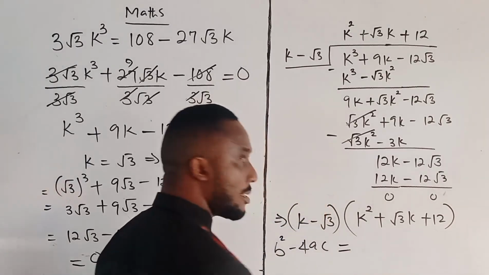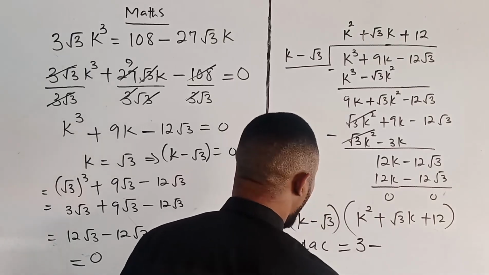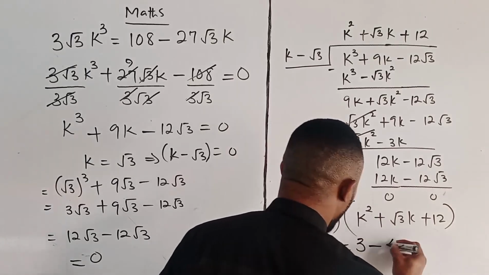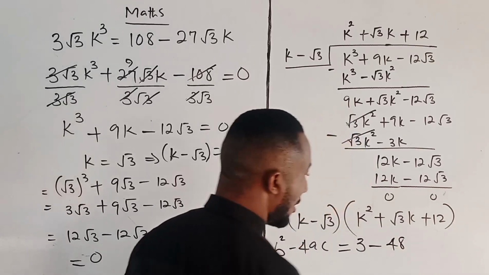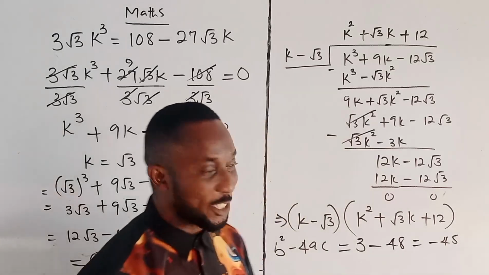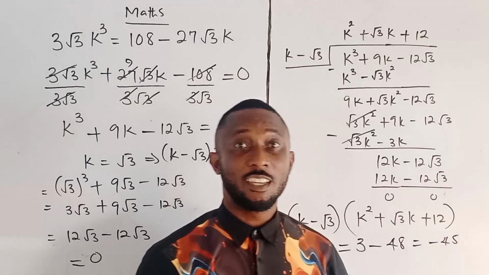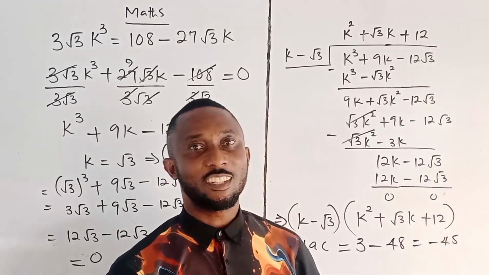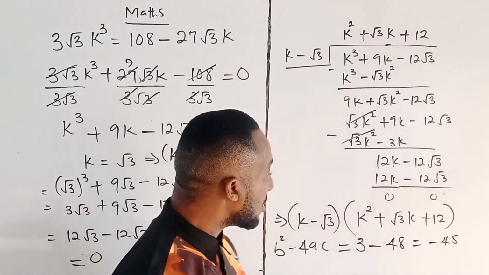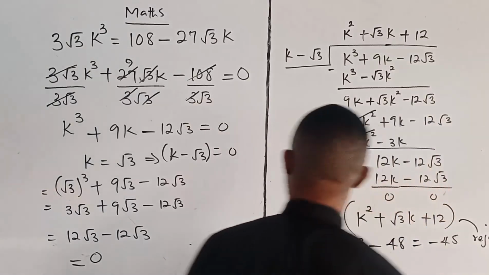So b is √3 squared, that's 3. Then 4 multiplied by 1 multiplied by 12, that will be 48. Okay, this one will be negative 45. So guys, it means that k squared plus √3k plus 12 does not have real roots. It means that we have complex solutions there. So we are going to reject this. So we reject the quadratic.